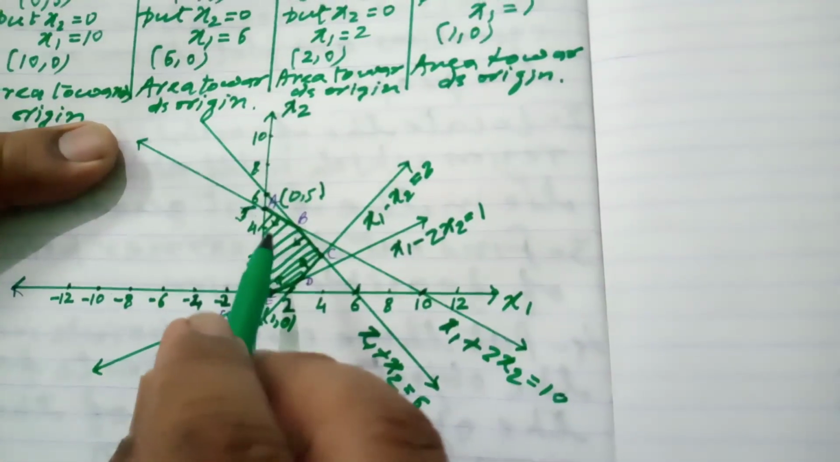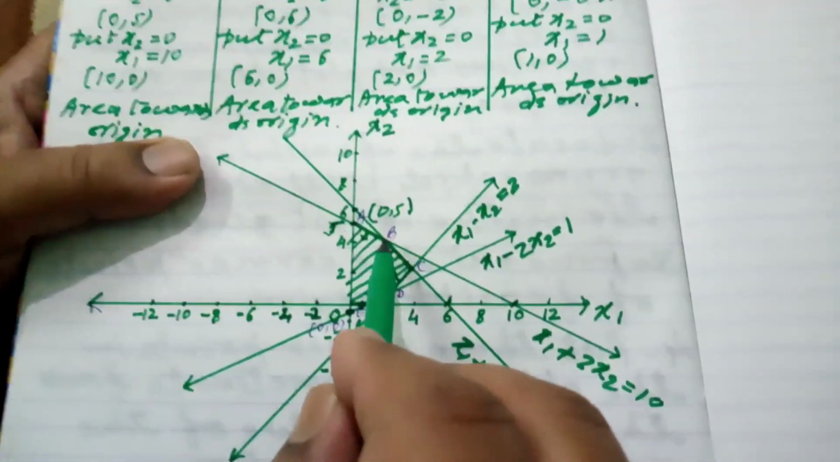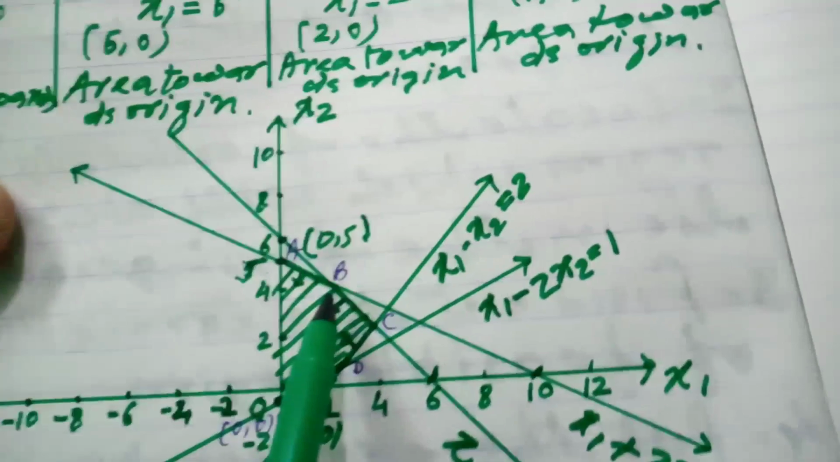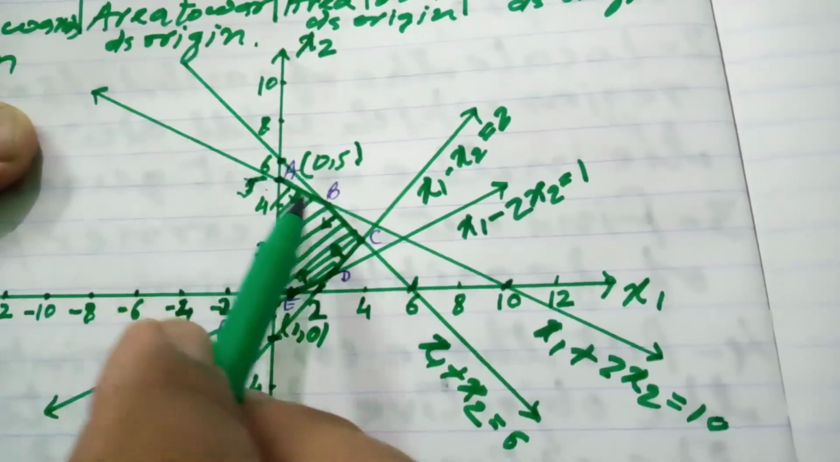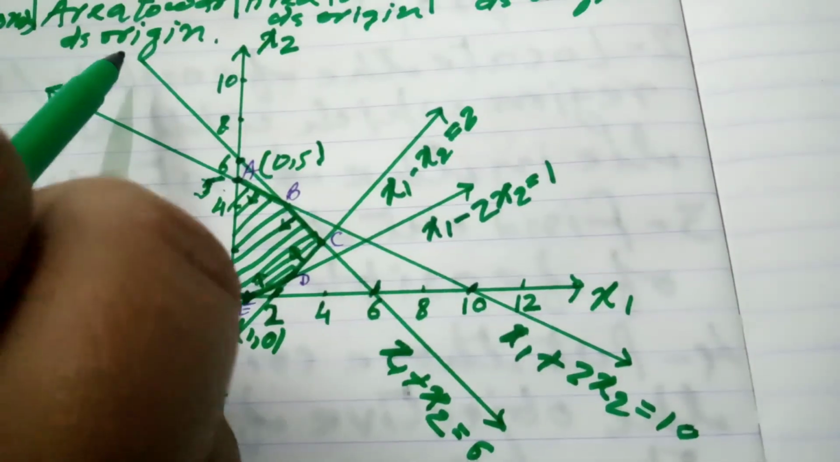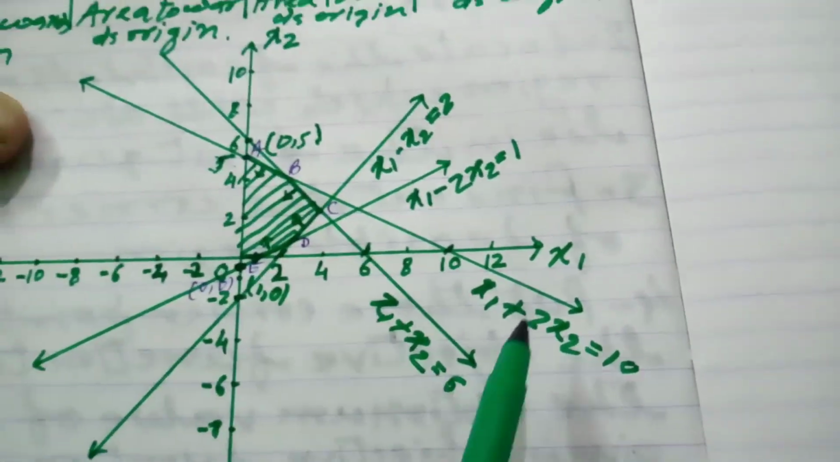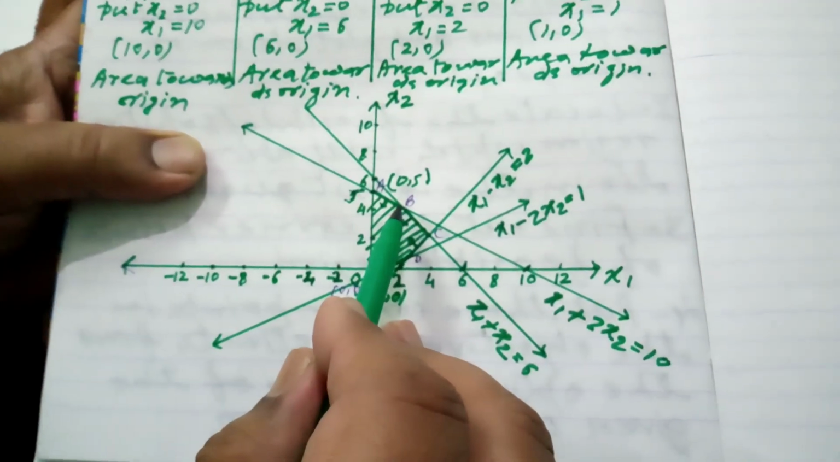Now what we'll do, the coordinates of A are 0, 5, that we know. Now in order to find out the coordinates of B, we have to see this is the point of intersection of these two lines, you can see, which is x1 plus 2x2 is equal to 10, and this line which is x1 plus x2 is equal to 6. So we have to solve these two linear equations simultaneously in order to find out the value of B.